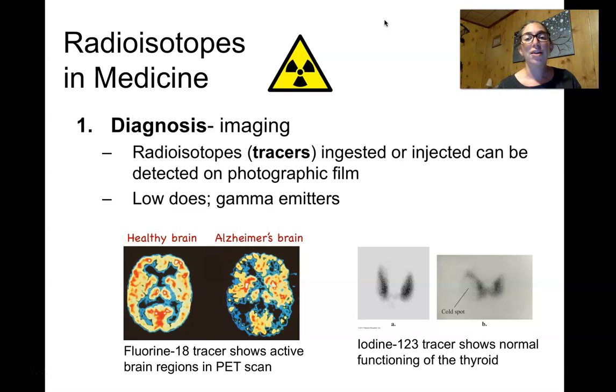Radioisotopes that are used in imaging are called tracers, because they literally will trace internal organs, and you can take a picture of them. They are often either injected in your veins or ingested in a pill. Then, depending on the isotope that you're given, certain isotopes will tend to localize to certain tissues. So for example, iodine 123 localizes in the body to the thyroid, which is like a butterfly-shaped gland in your neck.